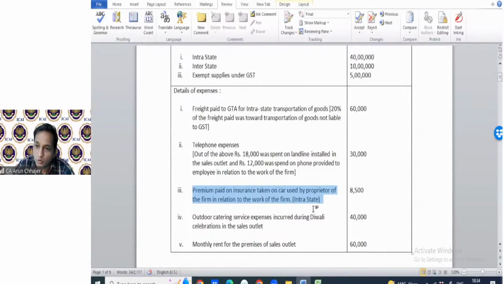Why am I saying so? Because normally the person who is taking the car, whether proprietor or anyone, normally takes a car of 6 seater or 7 seater. So it is better to assume 13 and fall under the block category unless and until it is specified that it is more than 13 seater.